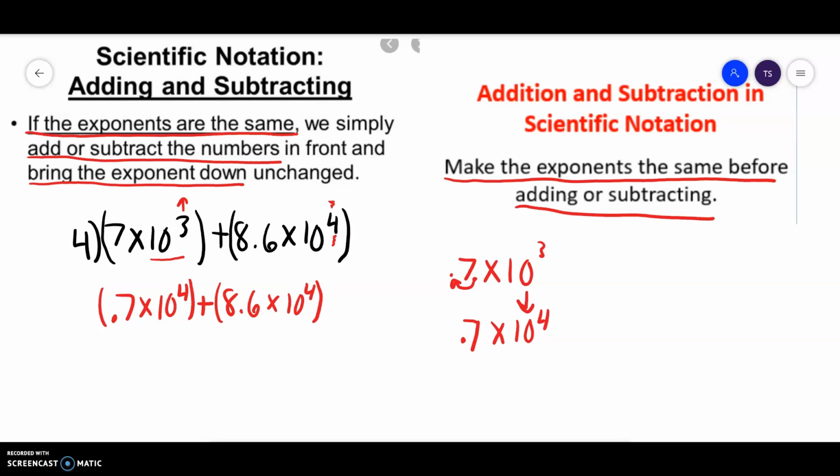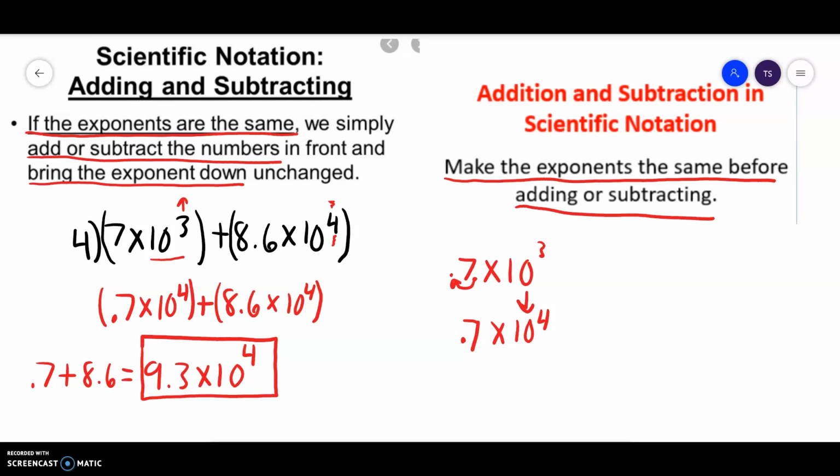Well, we have to add our coefficients. So 0.7 plus 8.6 is equal to what? 0.7 plus 8.6 is equal to 9.3 times 10 to the what power? 10 to the fourth power. Okay? Is this answer in scientific notation? Yes, it is, because 9.3 is between 1 and 10.